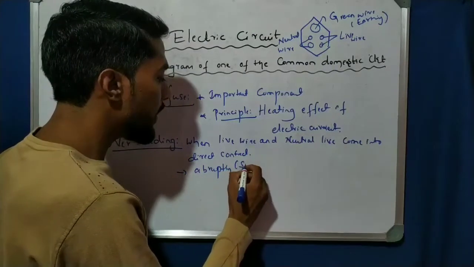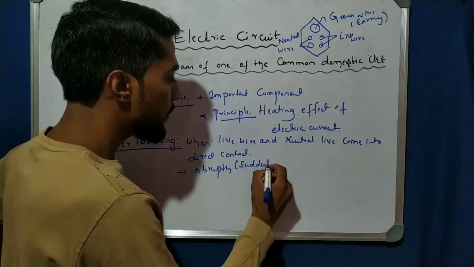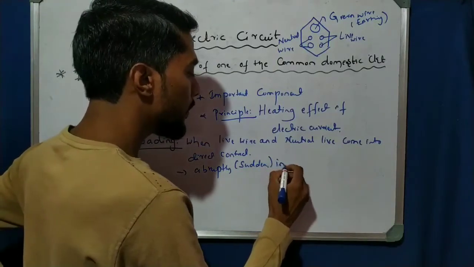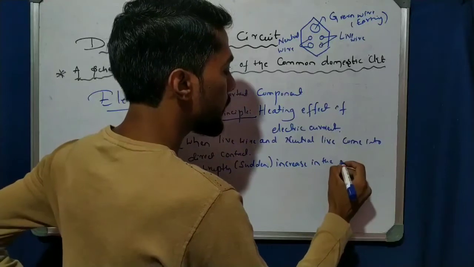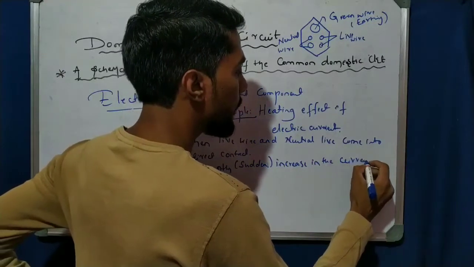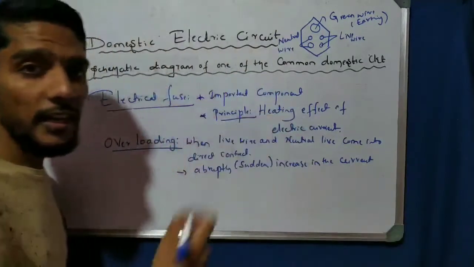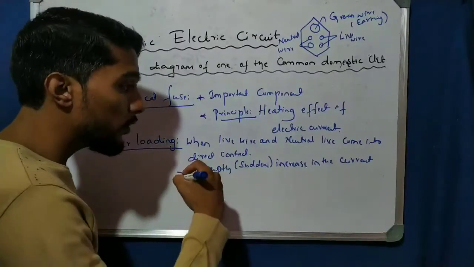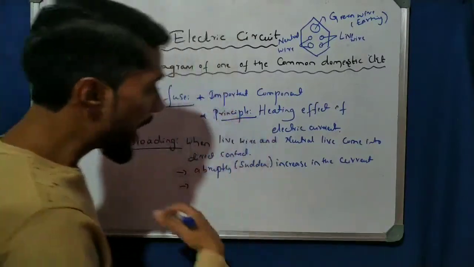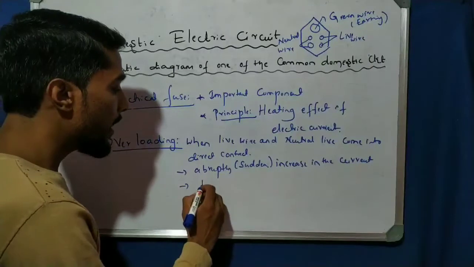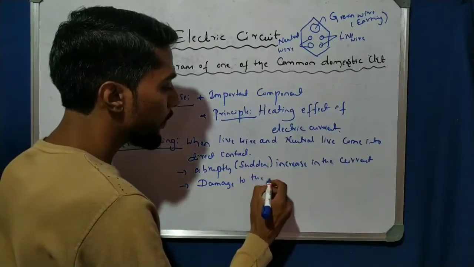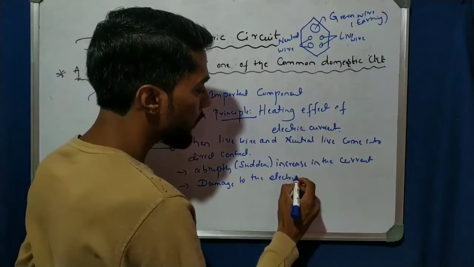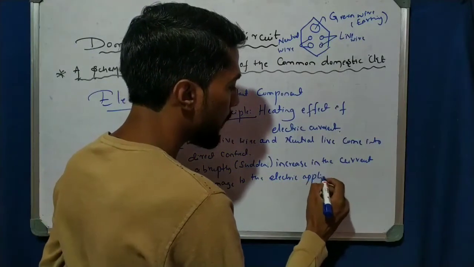That is what? A sudden increase in the current. Sudden increase in this current, and that is what happened due to the overloading. We observe that there is damage to the electrical appliances.